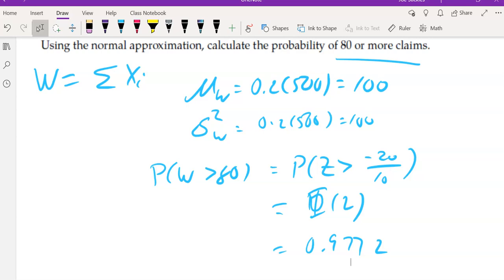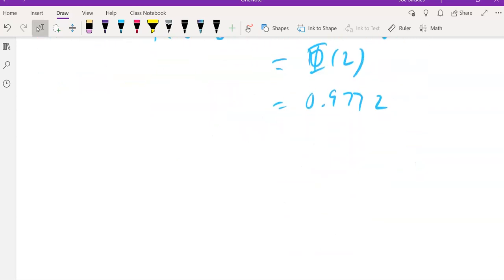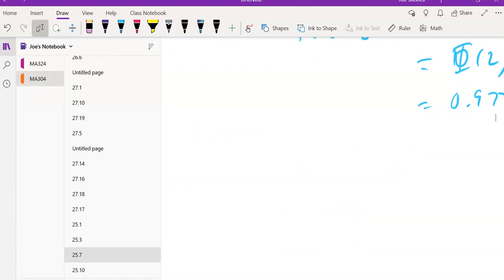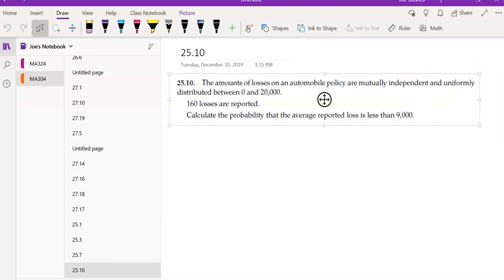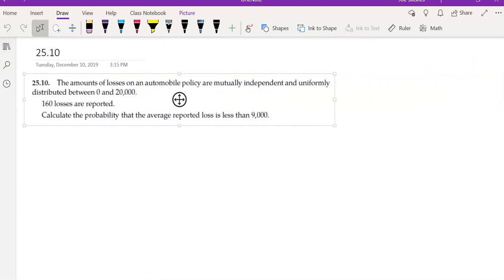Well, your answer is what? What did you get? 0.977 and change. It's not a 2. I got 1.63. Well, then that's not right. That's absolutely 100% not right. It can't be 1.63. It's a probability. That one I can say for certain. All right. How about this one?